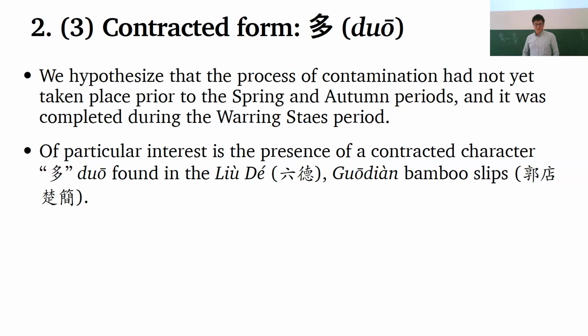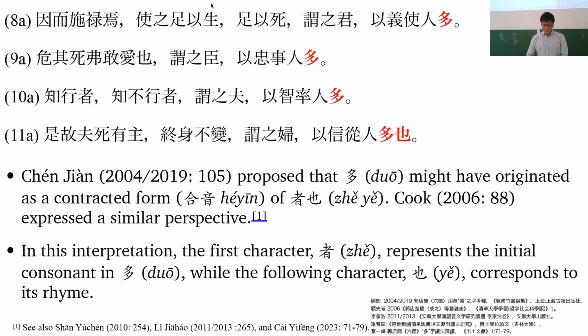And then this is a really interesting example of a contracted form of duo. We can find the contracted character duo in the Guodian bamboo slips. It's very interesting data, and kind of weird. Usage of 多：以义使人多，谓之臣；以重视人多，谓之辅；以智率人多，谓之辅；以信从人多也。So it is difficult to understand the meaning of the duo.